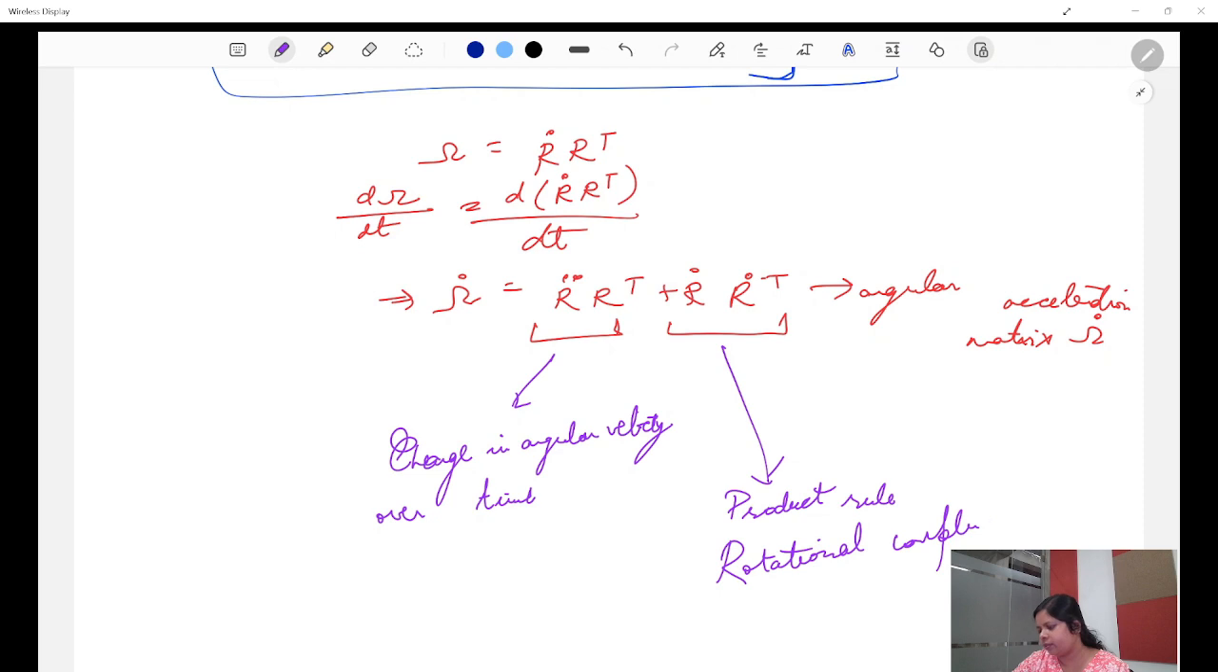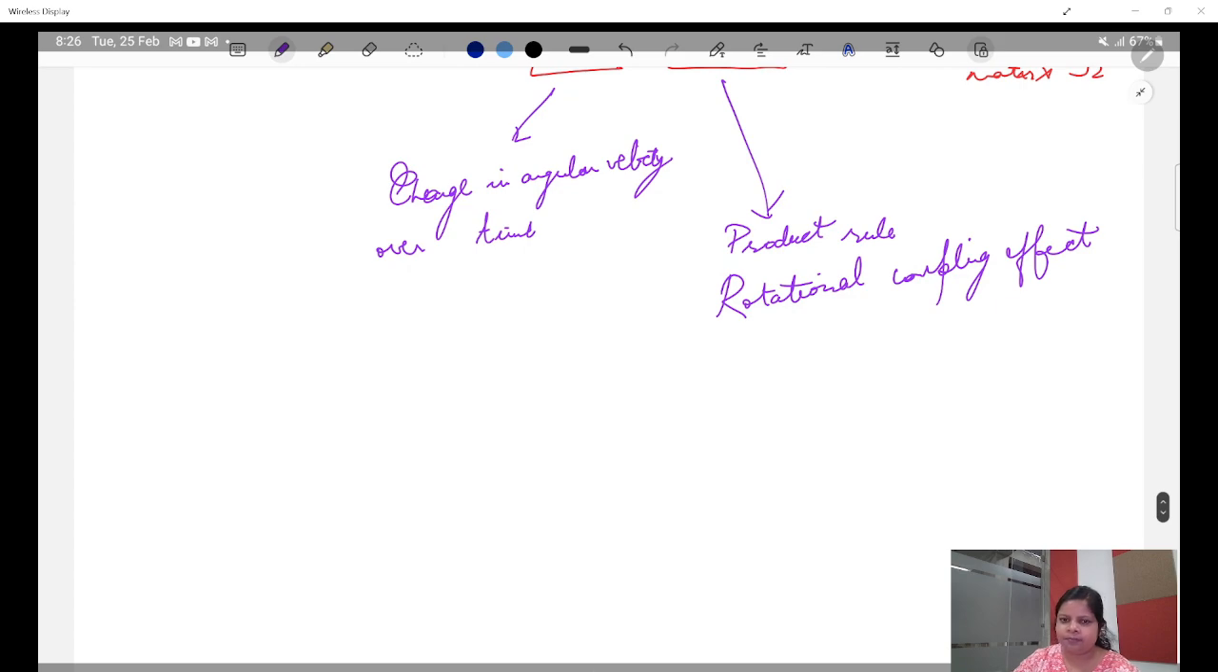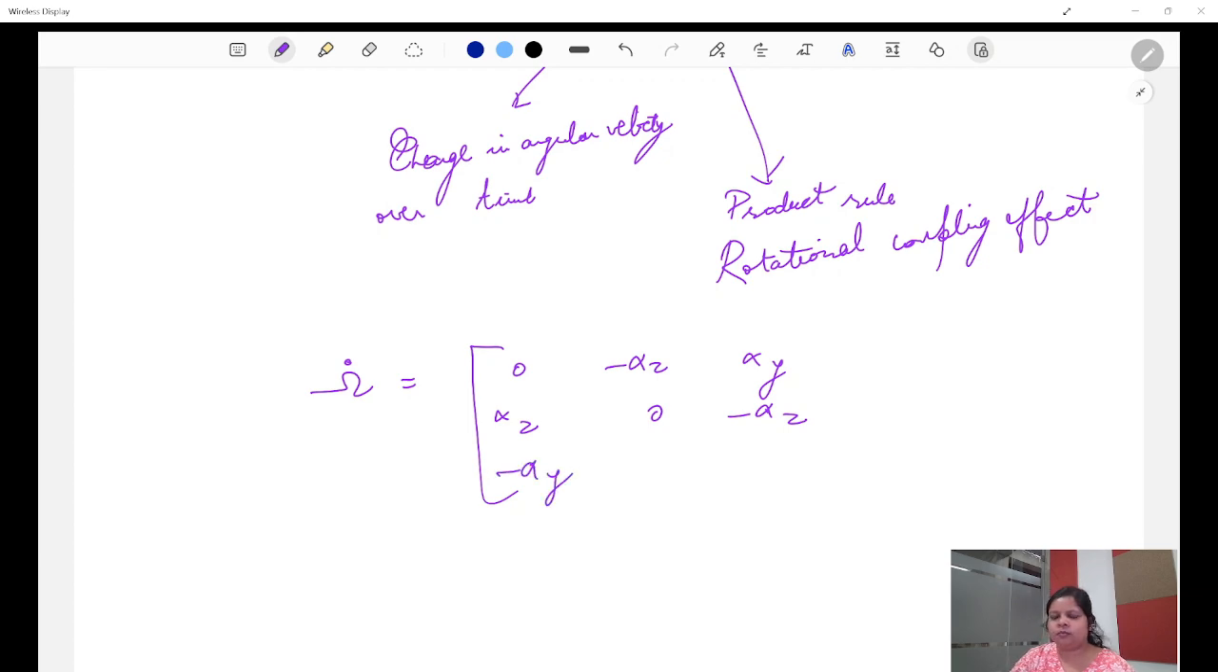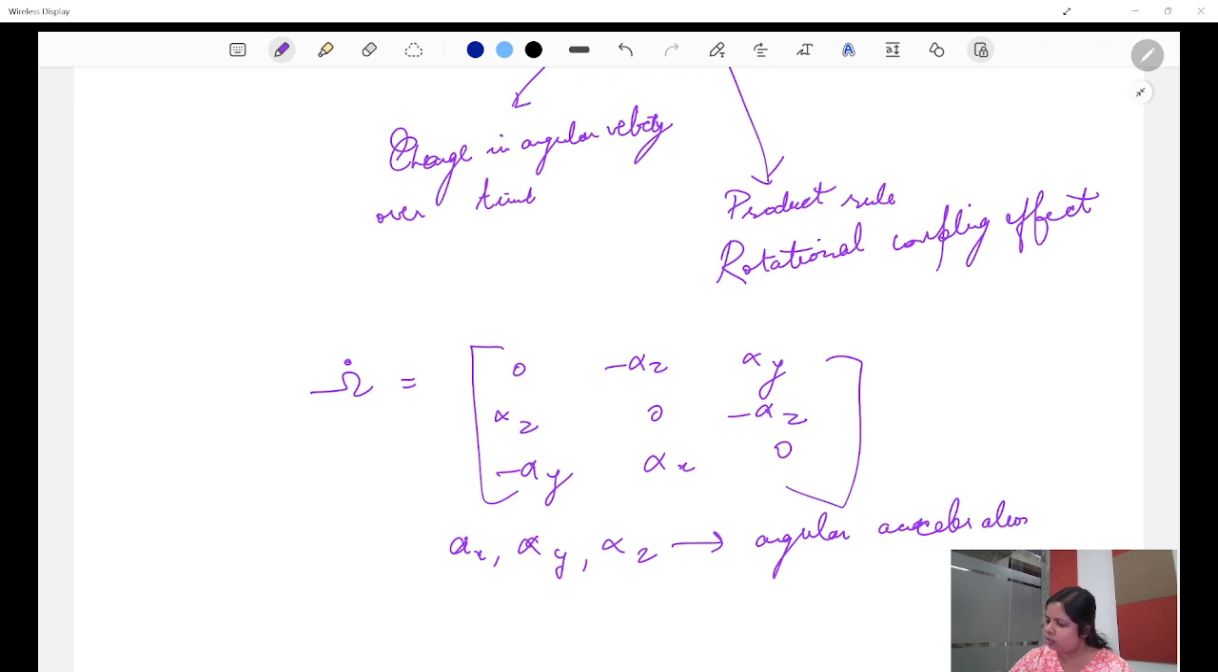Okay, so if I wish to represent the angular acceleration vector, it will look like this, similar to the skew symmetric matrix that we saw earlier. Where all of these alpha x, alpha y and alpha z are the components of the angular acceleration vector.